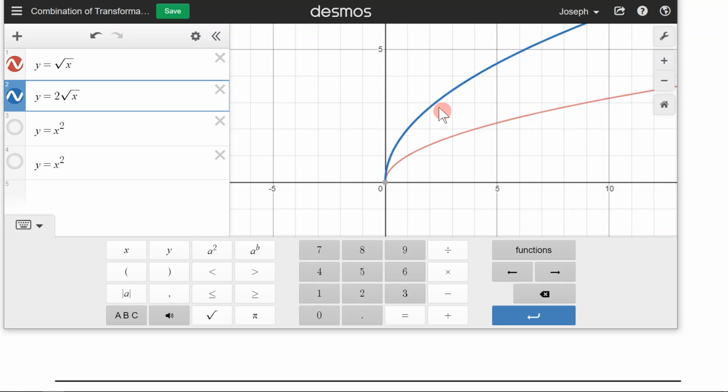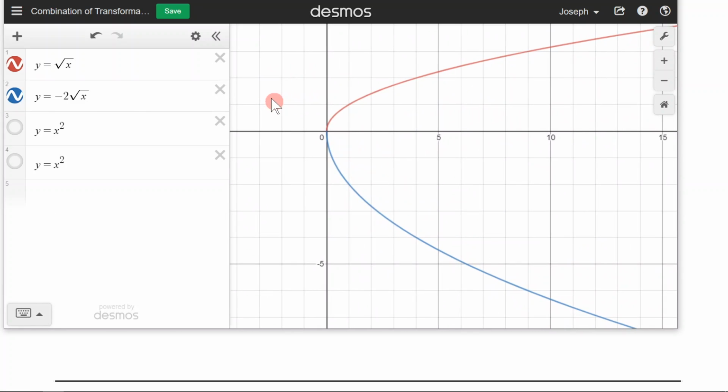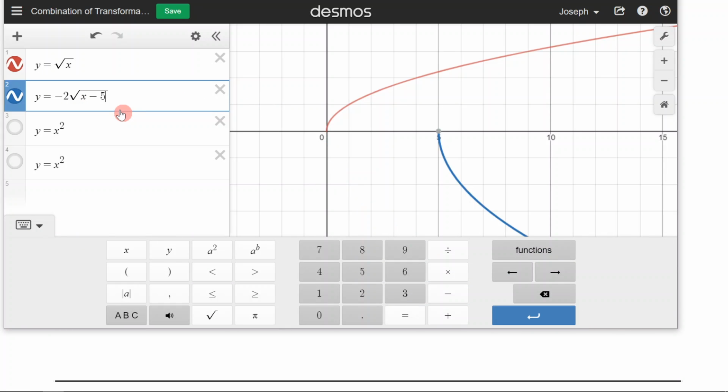We then have a reflection in the x-axis, and that means I put a negative in front of the whole thing. And as you can see, it reflected in the x-axis. And then the final thing we had to do was a translation of 5 units in the positive direction of the x-axis, and that means we're going to have a minus 5 there. And as you can see, it moved 5 that way.